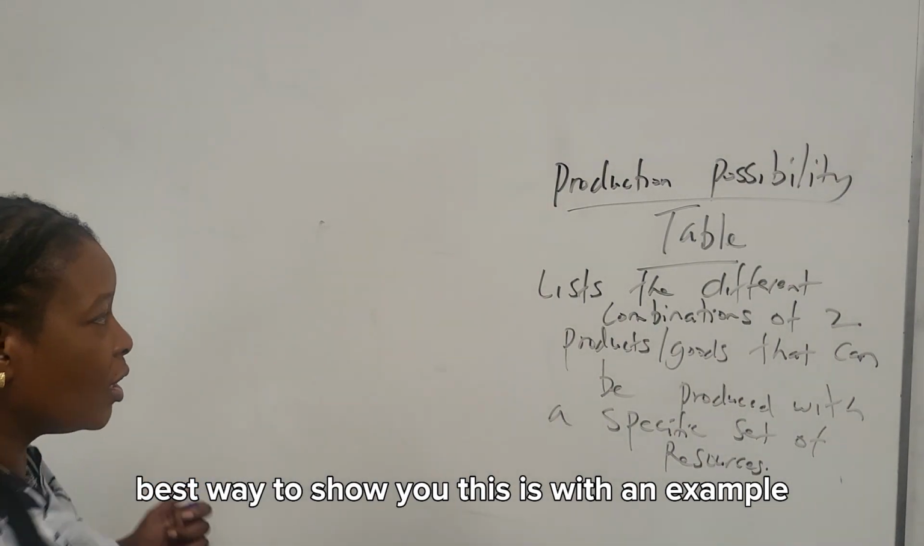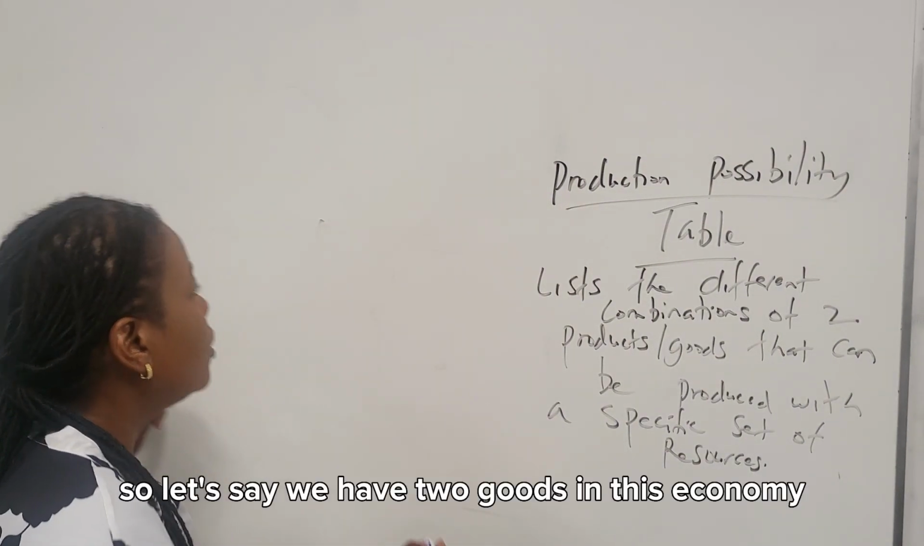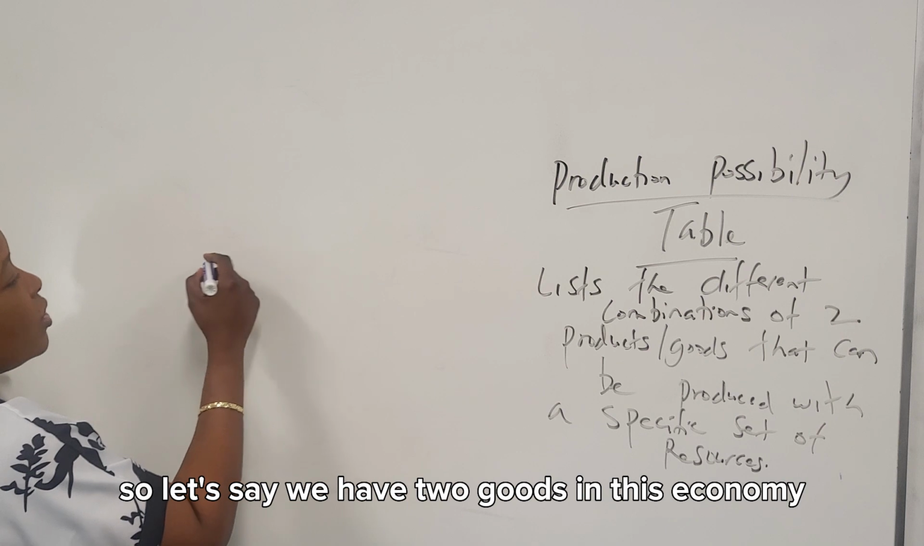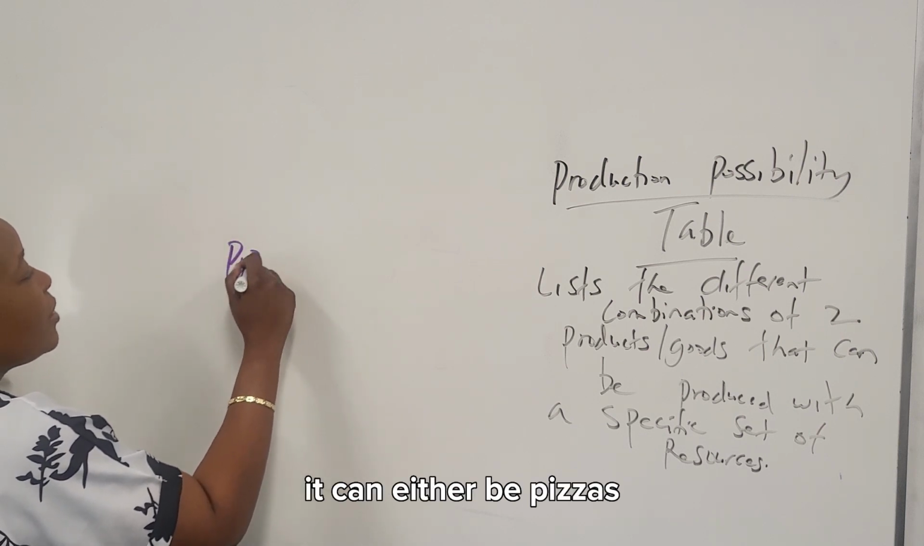Alrighty, so here we go. The best way to show you this is with an example. Let's say we have two goods in this economy. They can either be pizzas.